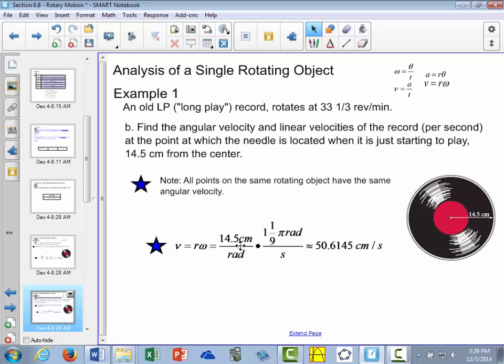Now, that 14.5 centimeters per radius. One measurement of 14.5 centimeters is the equivalent of one radius. So our radians cancel out, and we end up with centimeters per second. And when we do the multiplication, we should end up with 50.6145, approximately.